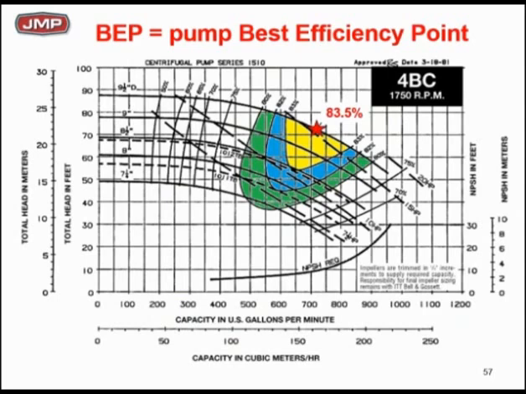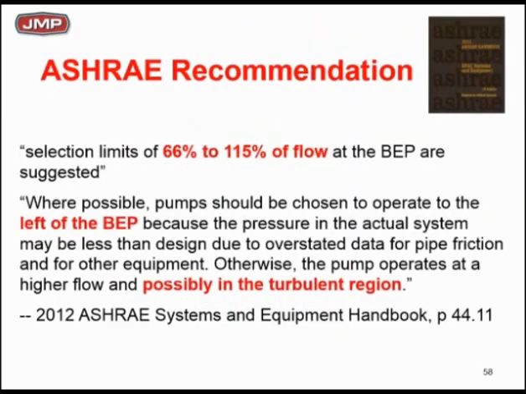In other words, we're not going to run that 83.5% BEP pump. Even if you picked your pump there, it's not going to run there. It may run there 1% of the time, but it's not going to run there. It's going to be moving back and forth. That's the whole issue. What does ASHRAE recommend?